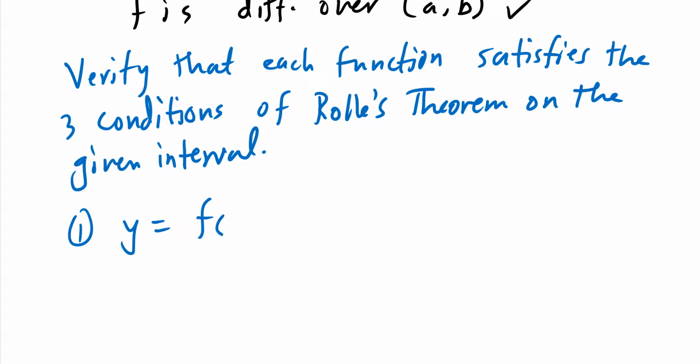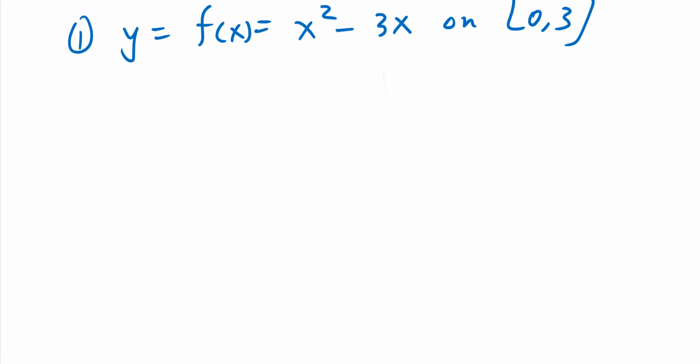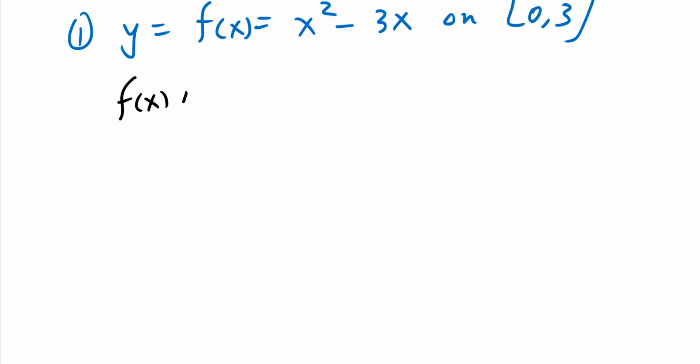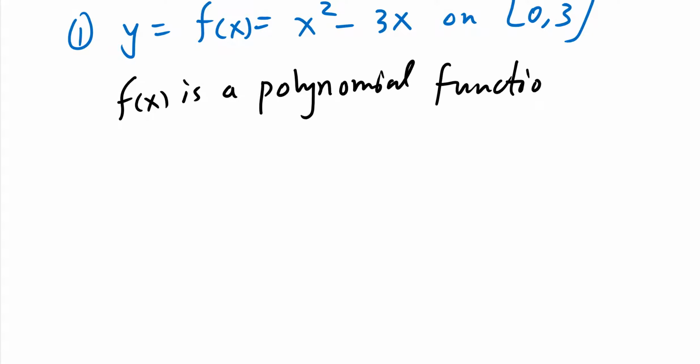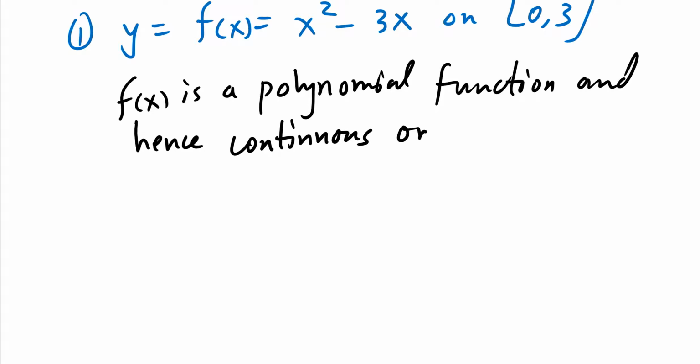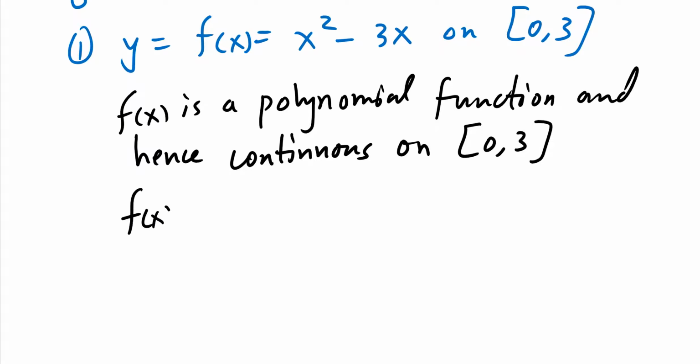Y equals f of x equals x squared minus 3x on the closed interval 0, 3. First thing, we say f of x is a polynomial function and hence continuous. All polynomial functions are continuous. Hence continuous on the closed interval AB, which is 0, 3 in this case. And also f of x is differentiable on the open interval 0, 3.